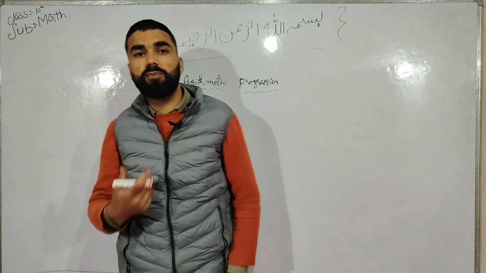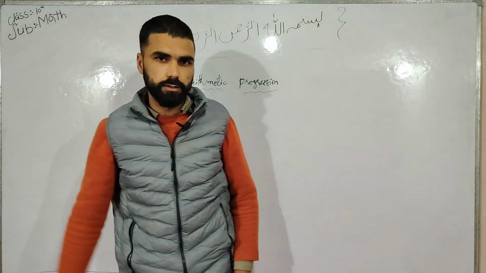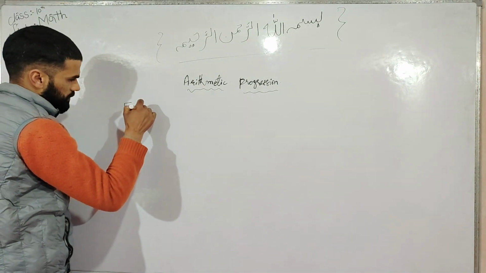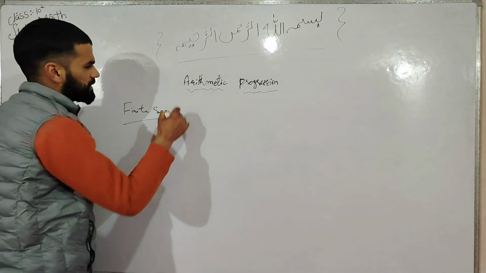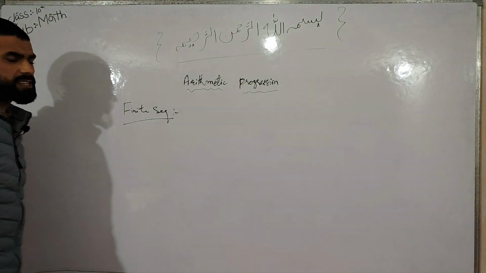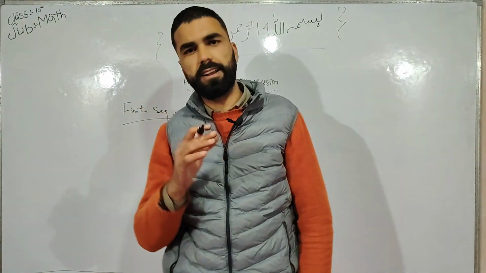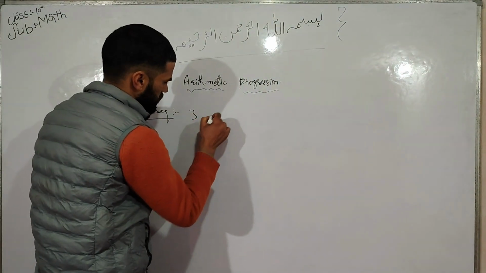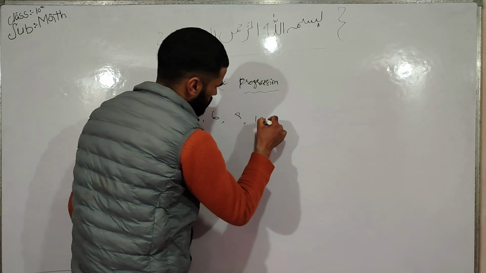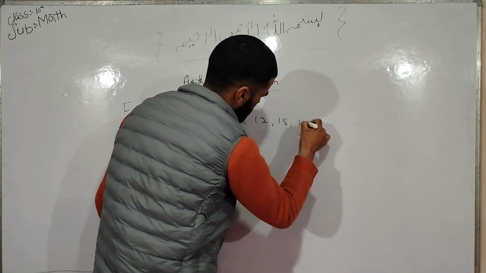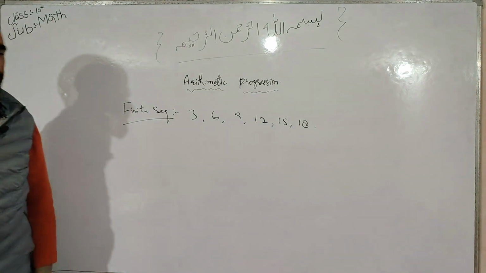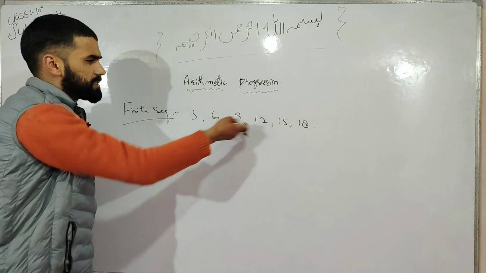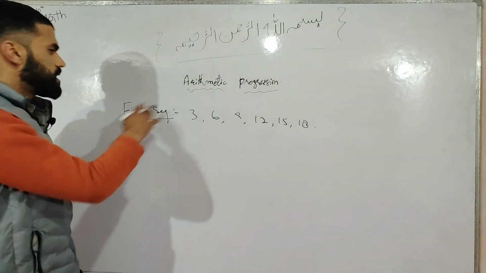Before discussing some important questions on this chapter, you need to know what a finite sequence and an infinite sequence are. A finite sequence is just a sequence in which we have a finite number of terms. For example, the sequence 3, 6, 9, 12, 15 and 18. This is the sequence of multiples of 3 up to 18. So this has a finite number of terms, so we call this sequence a finite sequence.